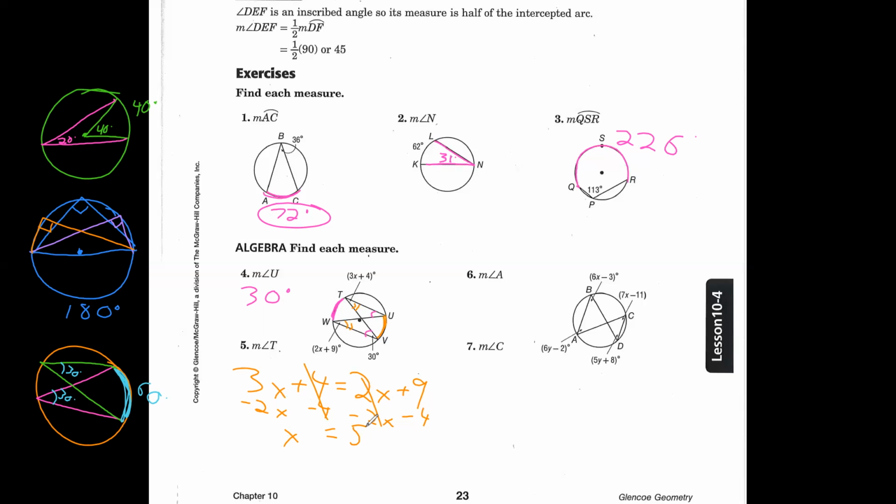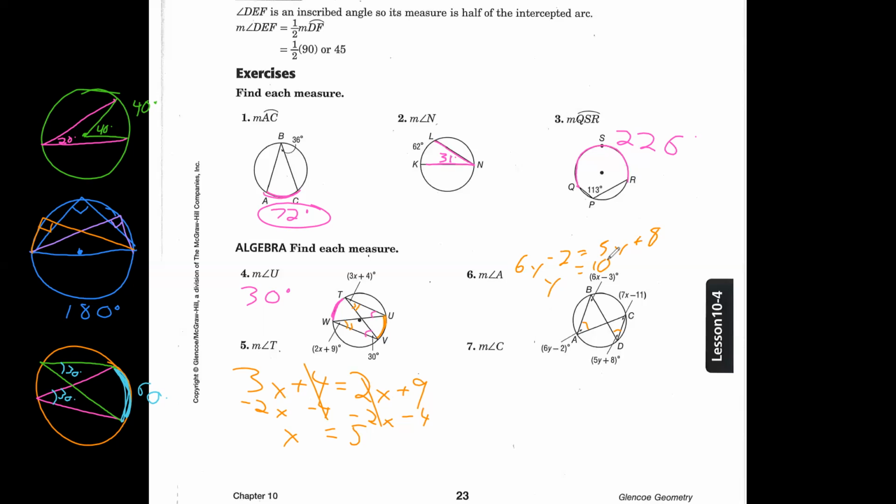All right, so on these two, again, we have them equal, so angle A is intercepting the same arc as angle D. They both had a y in their equation, so we set those two equal. We had 6y minus 2 equals 5y plus 8. We can bring the 5y over, leaves us with just y. We can bring the 2 over the opposite way by adding it, gives us 10.